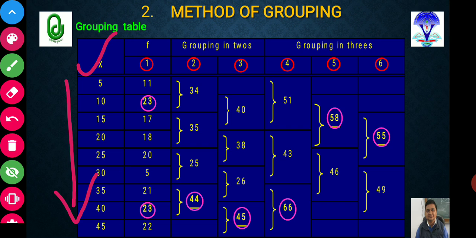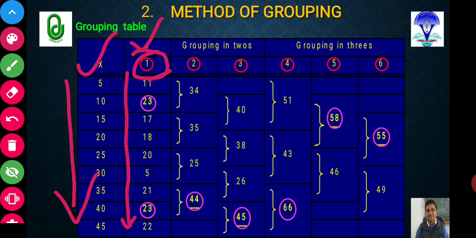The corresponding frequency as given in the example: against 5 it is 11, against 10 it is 23, against 15 it is 70, and likewise you write the frequency of each class. Now, this frequency column, you designate it as 1. Here I have already written 1. So the frequency column will be designated as column 1. This is very important. You have to write and designate it as 1.